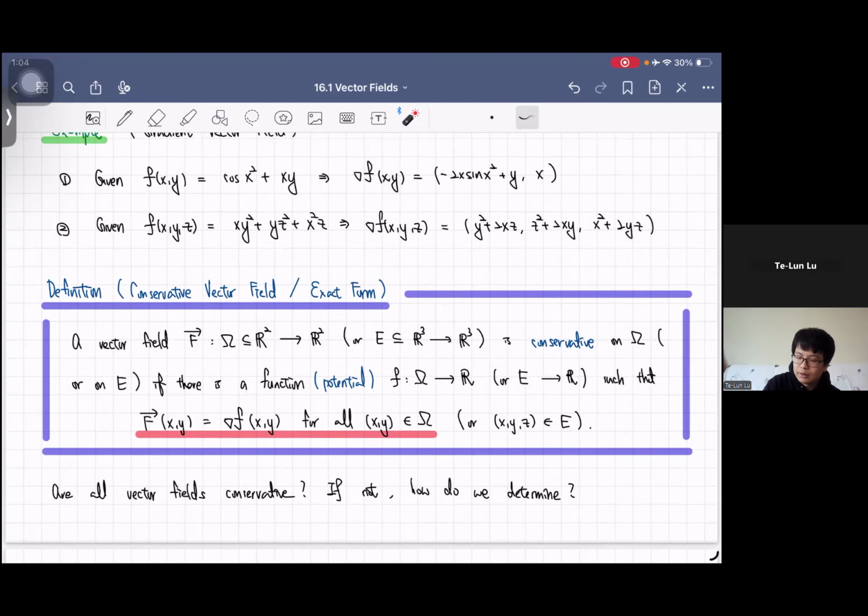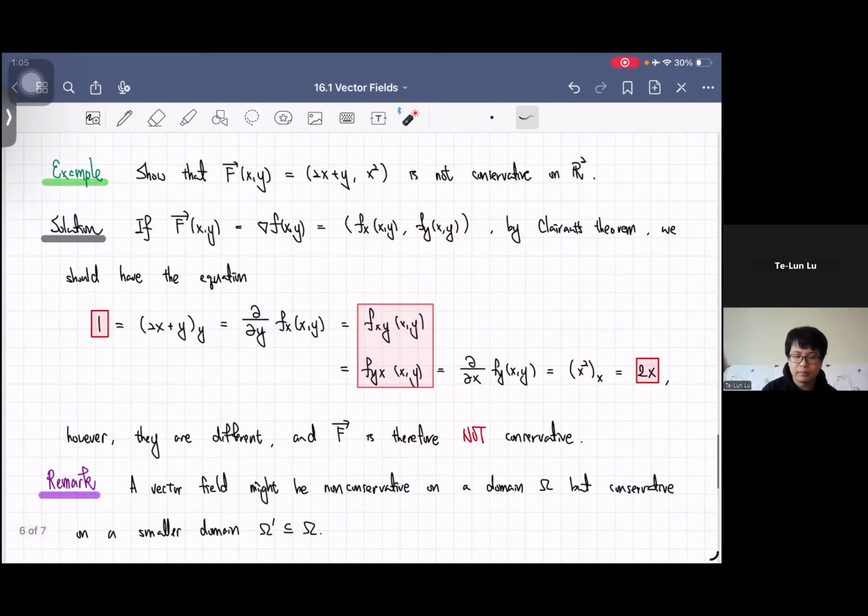Okay? Now, there are perhaps two remarks I want to make here. First of all, be careful with this kind of terminology. We're saying that it is conservative on omega. So it is conservative on a particular region. It can be conservative on, say, R squared, which is the whole thing, but it can also be conservative on only a small portion of the domain. It depends on the domain. I want to emphasize that. The second problem is, does this definition actually make sense? Meaning, will all vector fields be conservative? If not, then how do we see whether it is a conservative vector field or not?